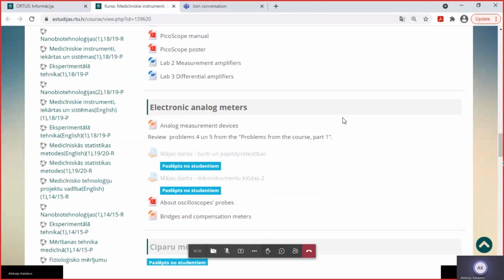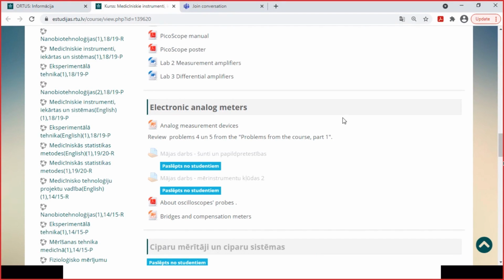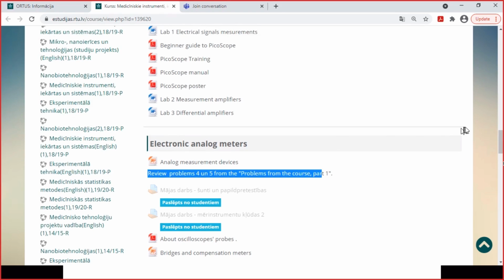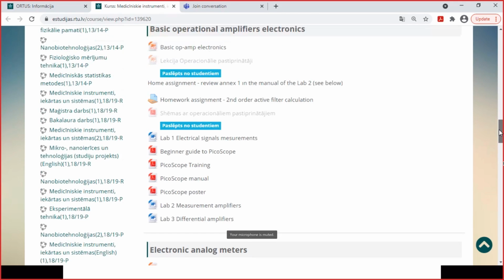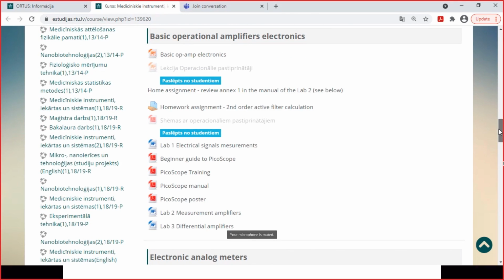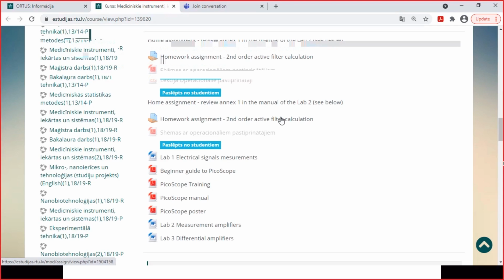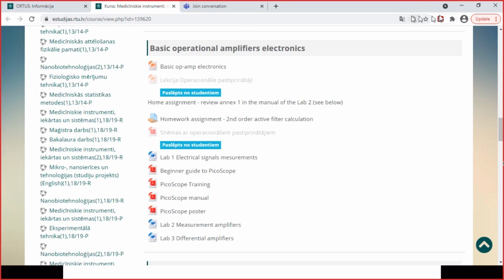So from 1 to 5, I probably will put it in Ortus too, so you could freely review these problems and try to find whether you could solve them. And by the next class, I probably will put some homework assignment for this simple calculation of some parameters of measurement, analog measurement devices.